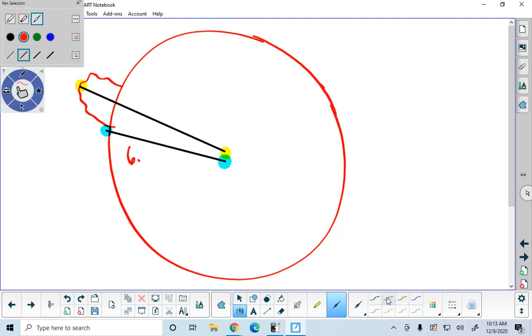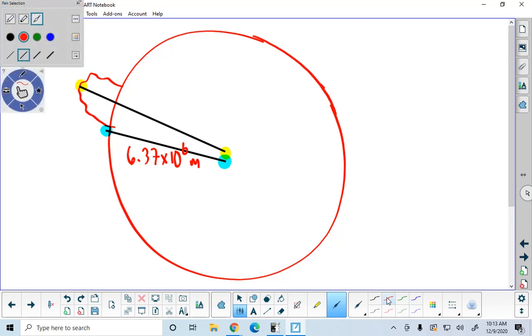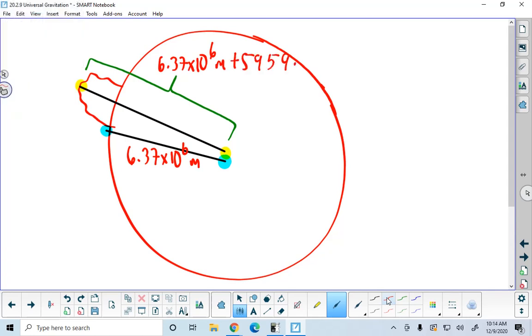It's 6.37 multiplied by 10 to the 6 meters. The distance when they are at the peak of Mount Logan, this distance is more than the radius of the Earth. That distance will be 6.37 multiplied by 10 to the 6 meters plus the 59 meters. It will be more.